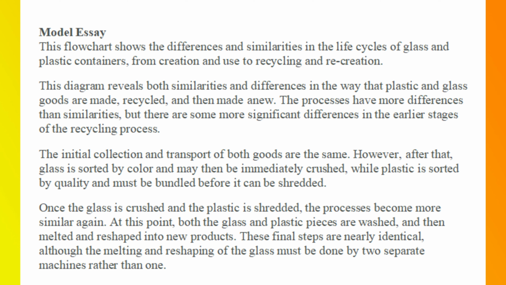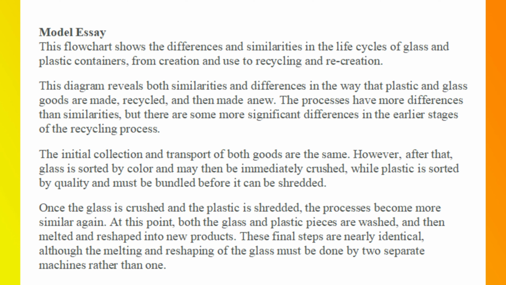This flowchart shows the differences and similarities in the life cycles of glass and plastic containers, from creation and use to recycling and recreation. This diagram reveals both similarities and differences in the way that plastic and glass goods are made, recycled, and then made anew. The processes have more differences than similarities, but there are some more significant differences in the earlier stages of the recycling process. The initial collection and transport of both goods are the same.